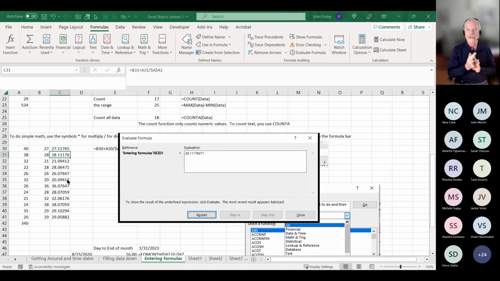Now, a handy thing to know: if your formula keeps giving you an error, you can use this function to find out where the error is, because it will evaluate it until it gets to the error and then show you where that error is. That's very handy if you're trying to write a complex formula particularly.